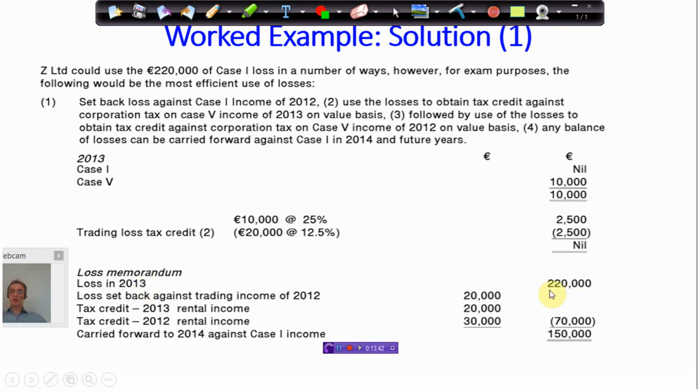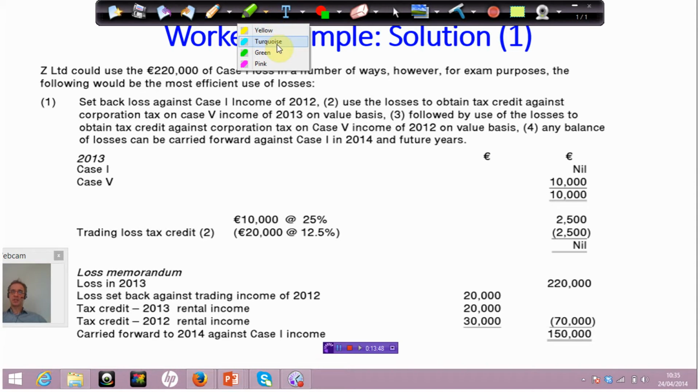So we started off with a total trading loss of 220. We had to say, what are the steps that we need to take given our earlier slide, and we have to follow those steps. Well, the first thing that we did is we went back to the trading income of the previous 12 months. We have to do that first.